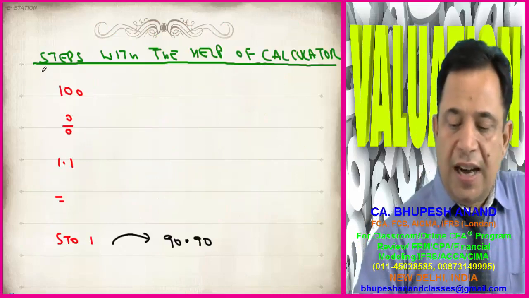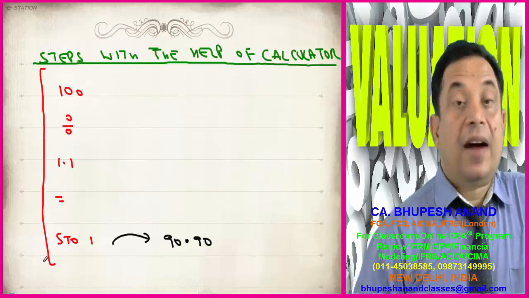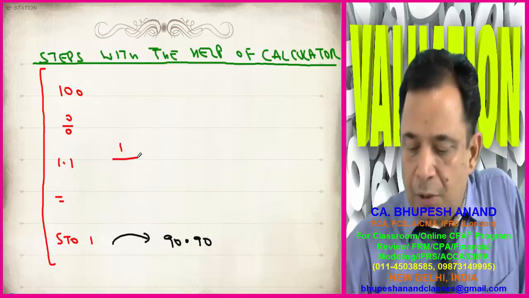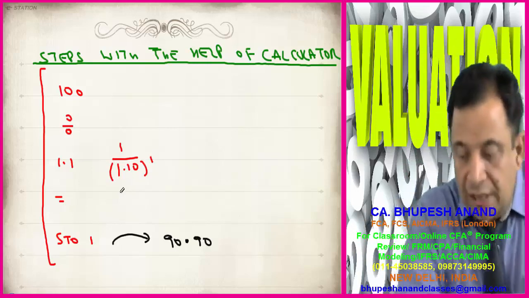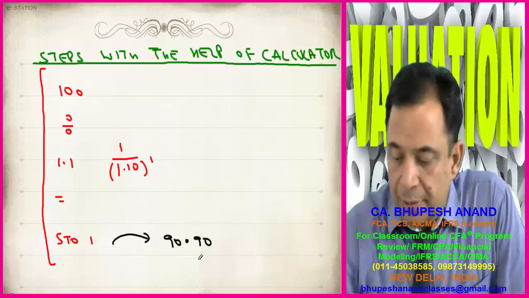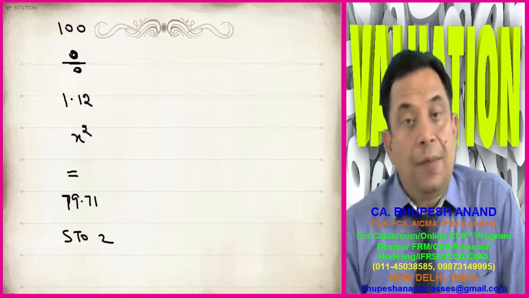So for the first year I have done 100 divided by 1.1. This is 1 upon 1.10 raised to power 1 because it is for the first year, equal to STO1, that is coming as 90.90. Now I am doing it for the second year.